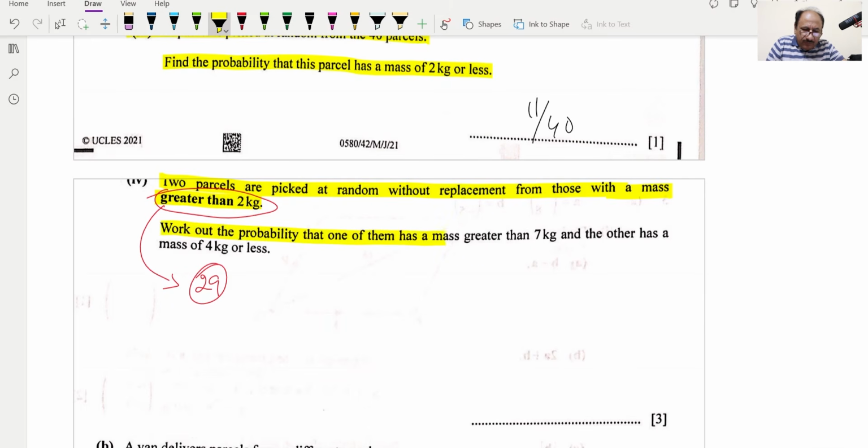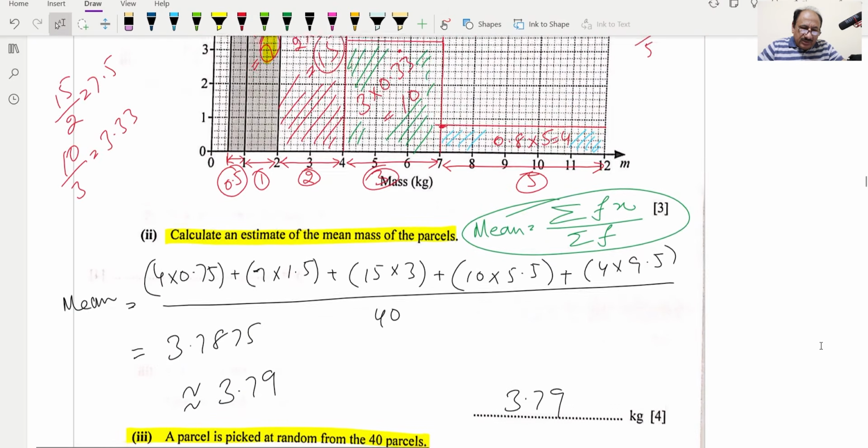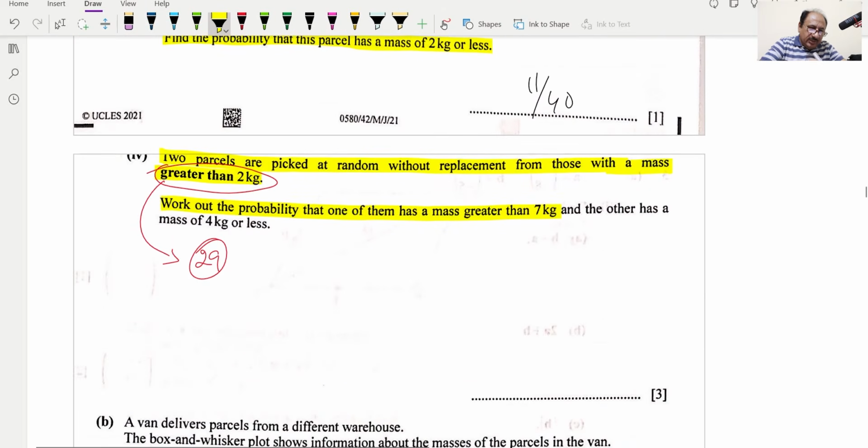Work out the probability that one of them has a mass greater than 7 kg. Greater than 7 kg will be this portion, which is 4. So 4 out of 29 we can write. And the other has a mass of 4 kg or less. And keep in mind this is without replacement.